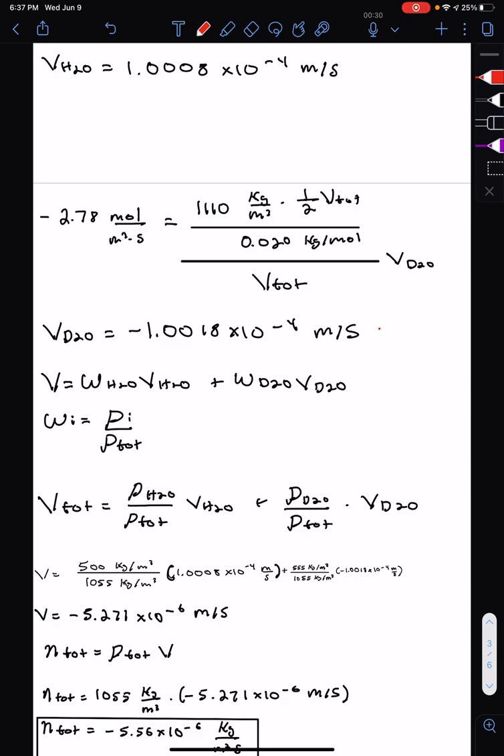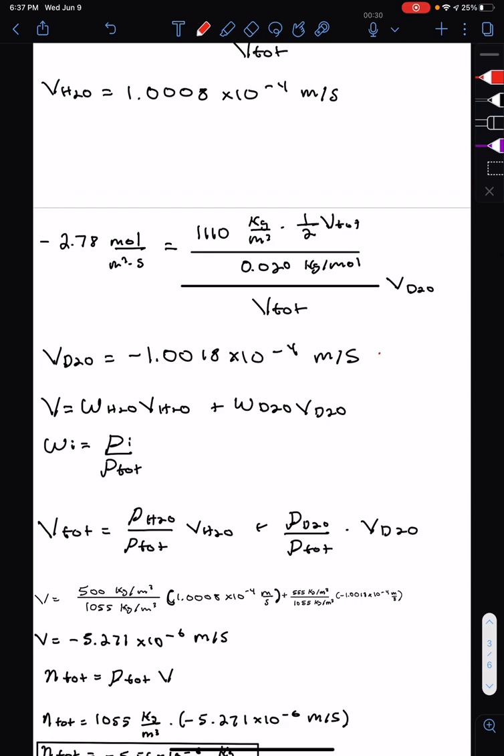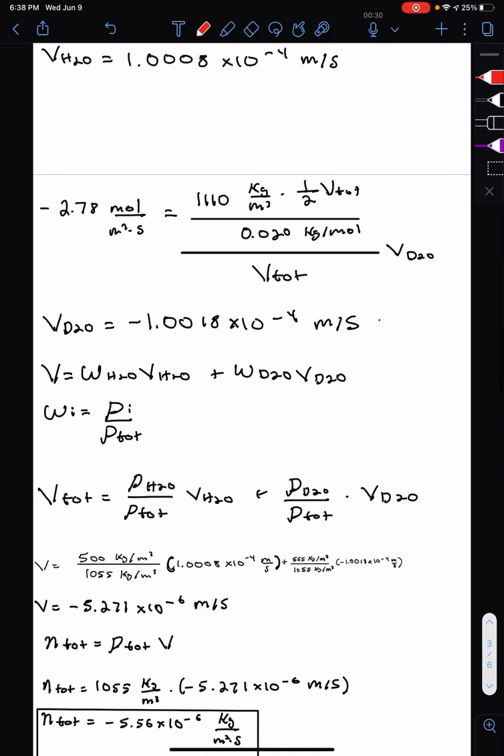So how are we going to do that? The mass average velocity is equal to the mass fraction of water multiplied by the velocity of water, plus the mass fraction of D2O multiplied by the velocity of D2O. But there's something that we don't know. We don't know the mass fraction of water or D2O. But here's the thing. We know that the mass fraction is equal to the mass concentration over the total mass concentration, and we have both of those. We solved for both of them.